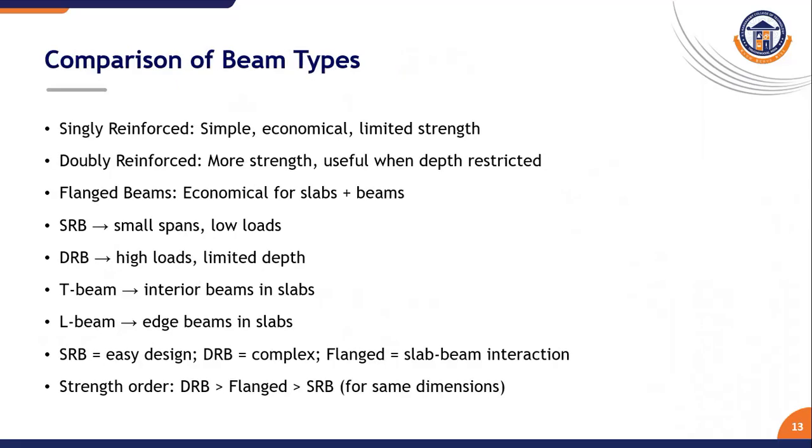Comparison of beam types. Finally, let us compare. Singly reinforced: simple, economical but lower strength. Doubly reinforced: higher strength, suitable when depth is restricted. Flanged beam: economical in slabs and bridges. Strength order: doubly reinforced is more than flanged beam, flanged beams more than singly reinforced beam. The beam choice depends on the span, load and site condition.